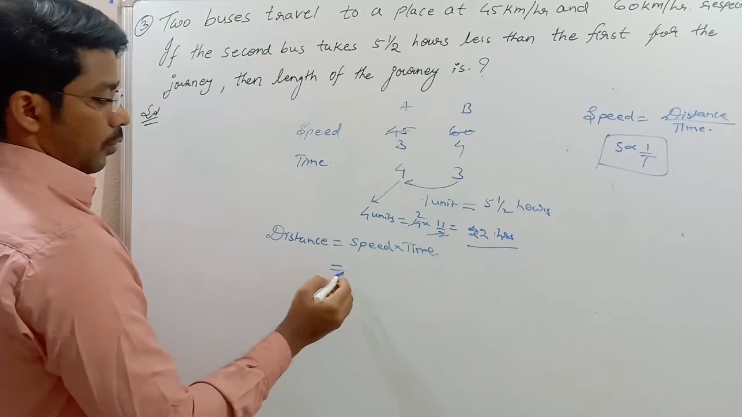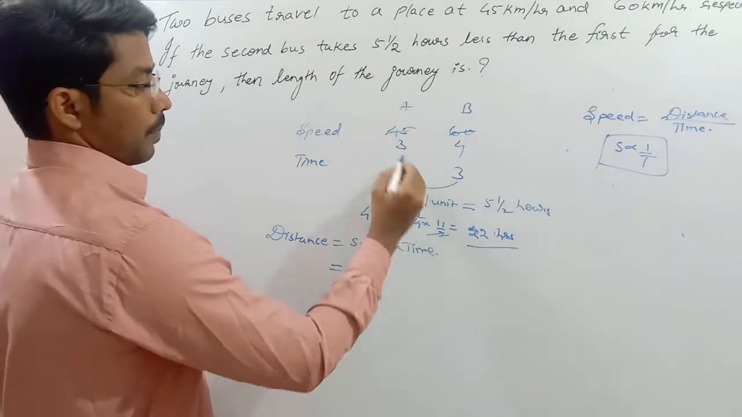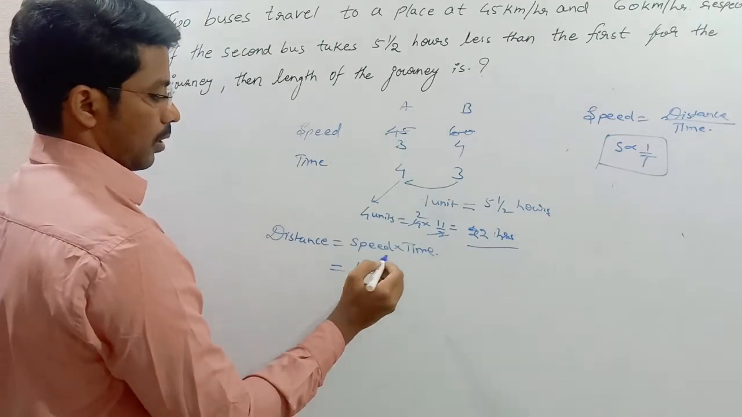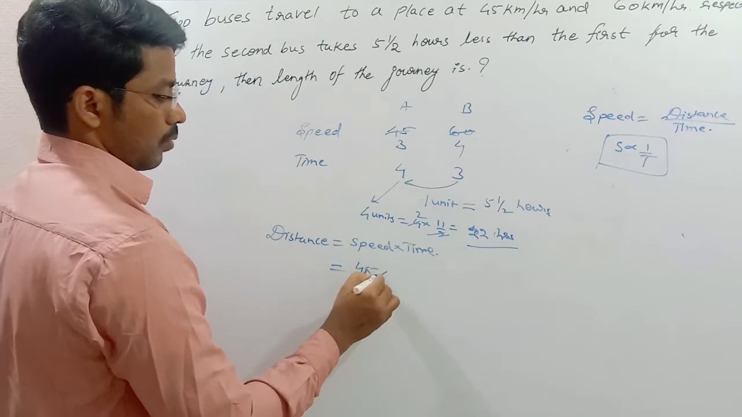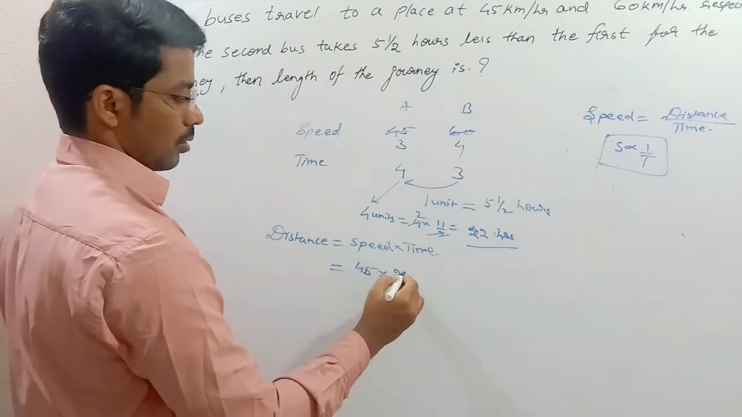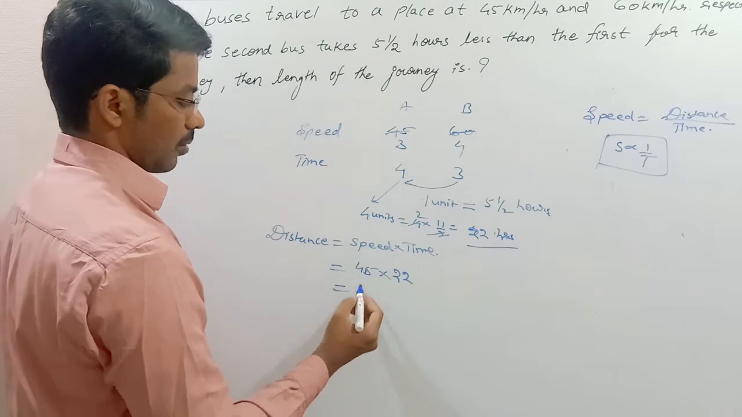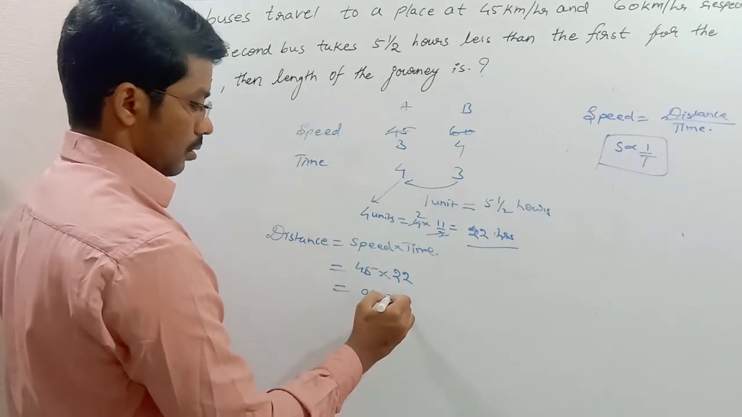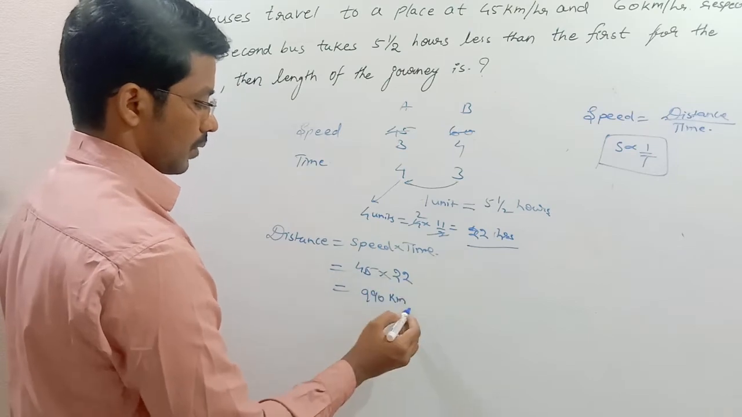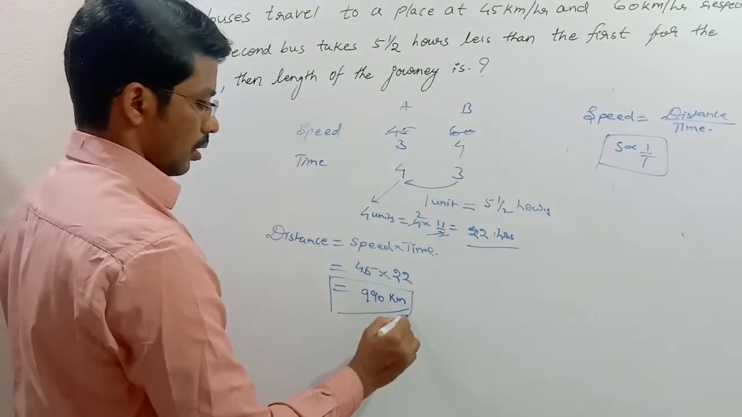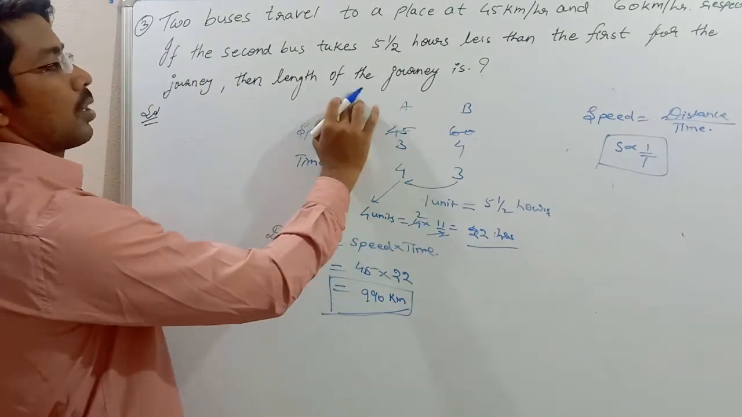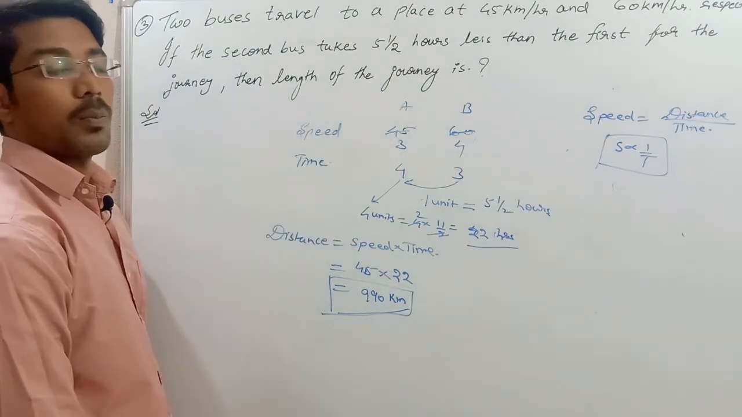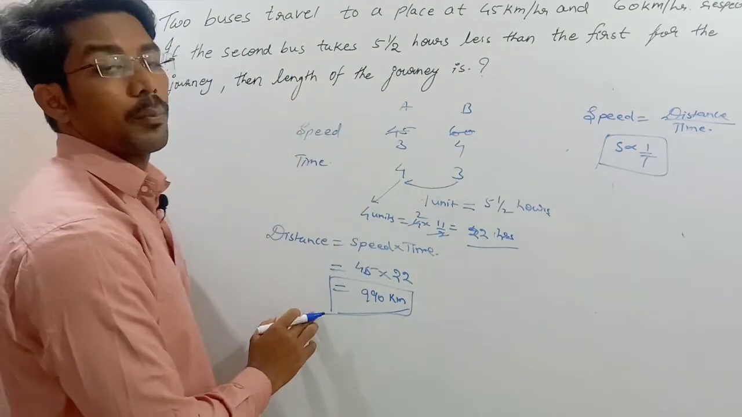So for A, what is the speed? 45 kilometers per hour. What is the time taken by A? 22 hours. So 990 kilometers is the total distance, or total length of the journey, traveled by both buses A and B.